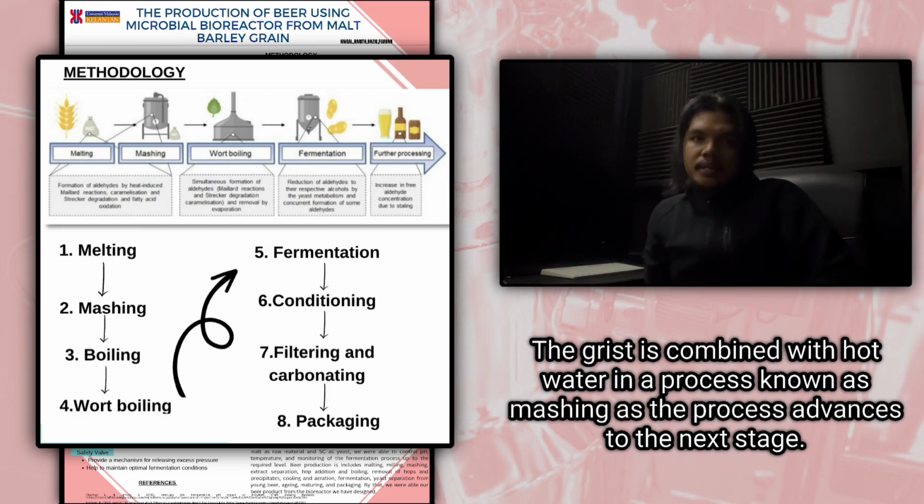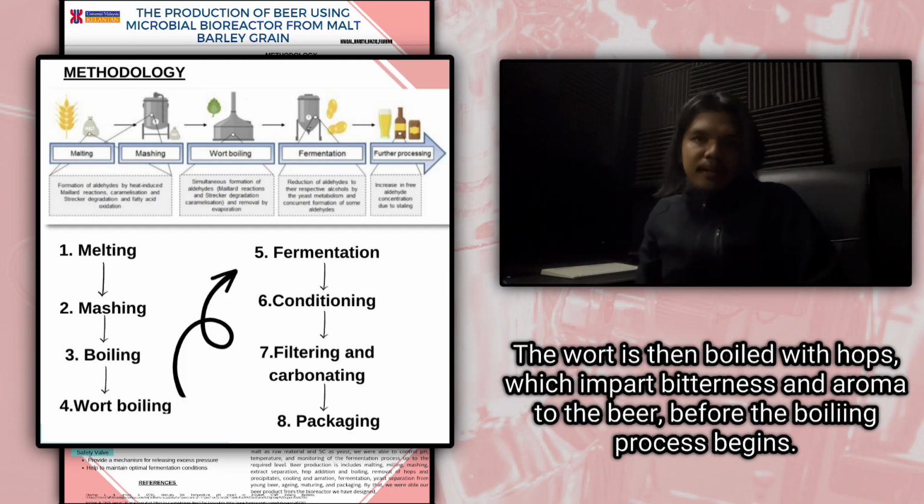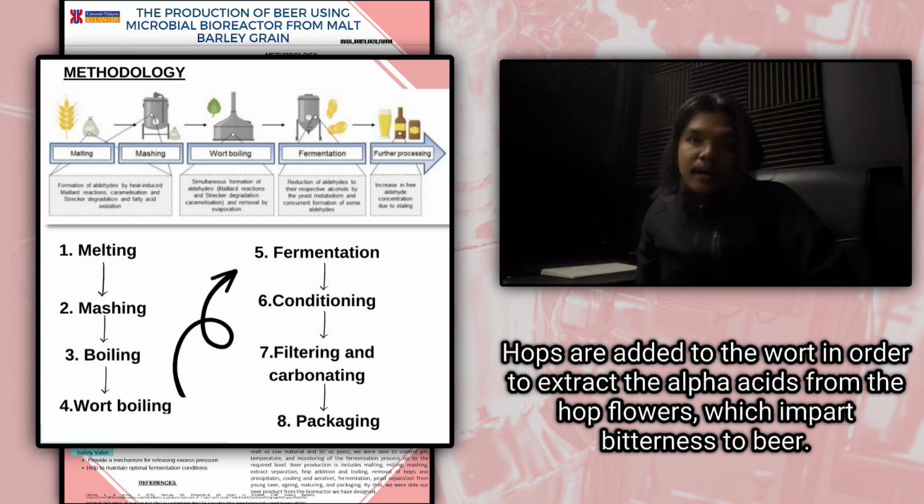The grist is combined with hot water in a process known as mashing as the process advances to the next stage. During mashing, enzymes transform the starch in the grains into sugar, resulting in the production of wort, a sweet liquid. The wort is then boiled with hops, which impart bitterness and aroma to the beer. Hops are added to the wort in order to extract the alpha acid from the hop flowers, which impart bitterness to the beer.